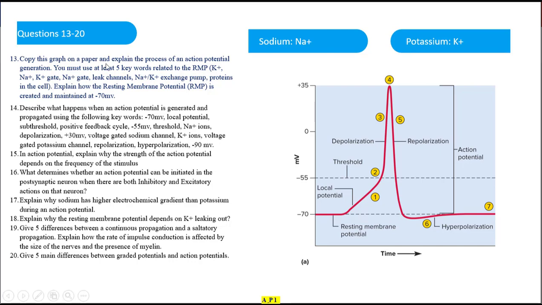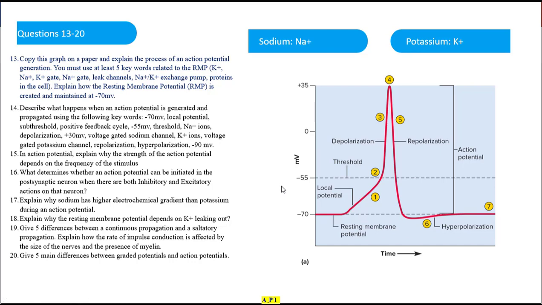So we said we need to use all these keywords when we explain this. You must list the 5 keywords. What I can use here is that at the resting membrane potential at negative 70 millivolts, the cell is at rest. Then, when local potentials happen, that means the cell is excited a tiny bit with something, sodium will move into the cell to make the cell less negative, from negative 70 to negative 55. When you get to negative 55, it reaches threshold.